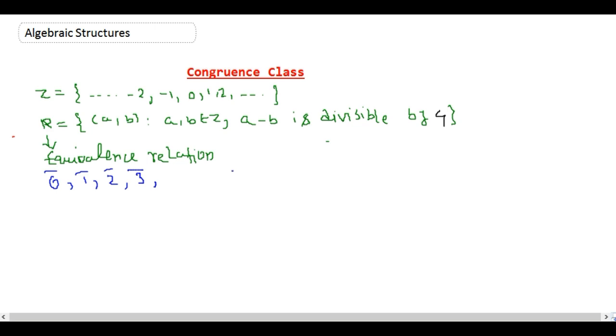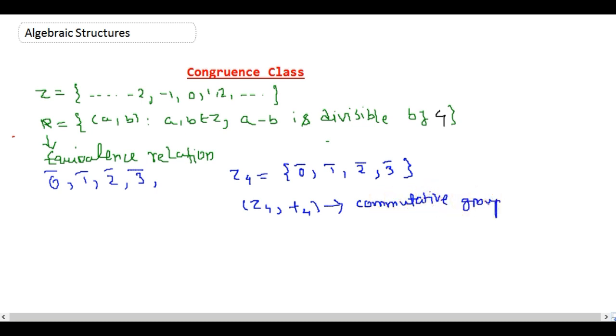If I write Z4, the collection of these distinct equivalence classes 0 bar, 1 bar, 2 bar, 3 bar, and the addition we define for Z3, in a similar way we define the addition, we will see that Z4 with plus will form again a commutative group. Also check that Z4, if we define the multiplication we defined for Z3, does not form a group.